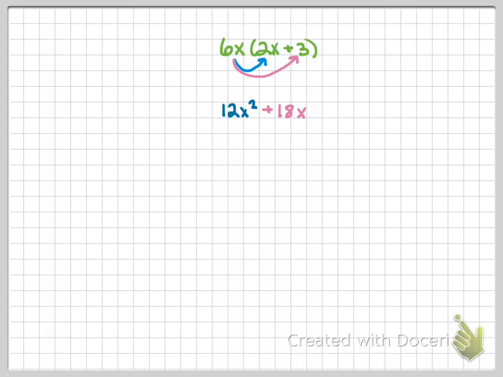So if you did this problem correctly, you should have multiplied 6 times 2 to get 12 and x times x to get x squared, and then you should have multiplied 6 times 3 to get 18 and carried that x down to get 18x. Now there's no negatives in this problem, so it's actually not too tricky. You don't have too much to keep track of.